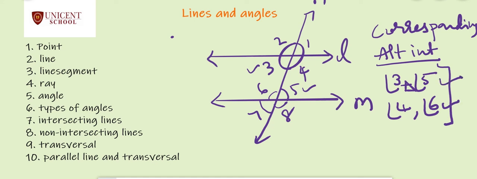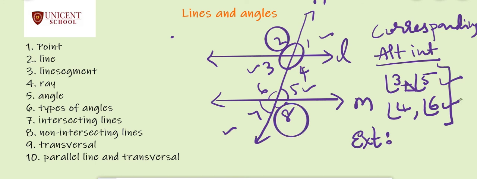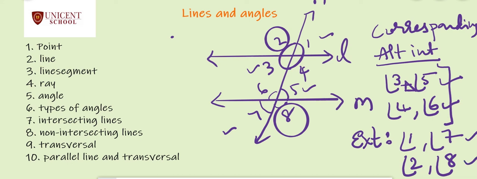Right. Now let us see what alternate exterior angles are. Exterior, we know, means outside. Angle 1 and angle 7 are alternate exterior angles, and angle 2 and angle 8. So the pairs are angle 1, angle 7, and angle 2, angle 8. Again the relation is these two are equal and these two are equal. So these are the different angles that are formed in the case of parallel lines and a transversal.